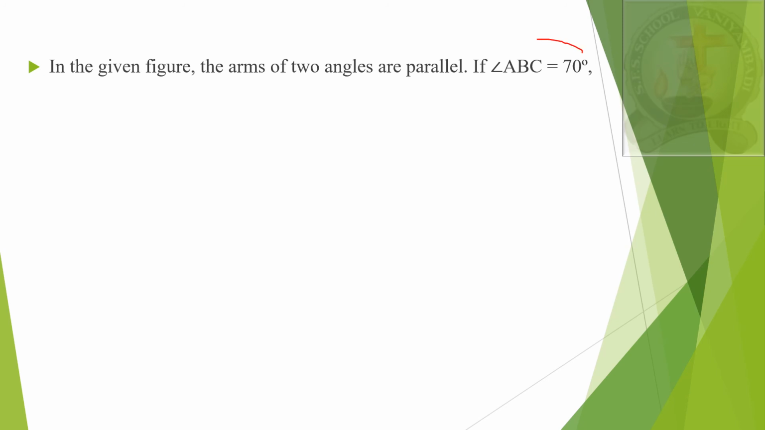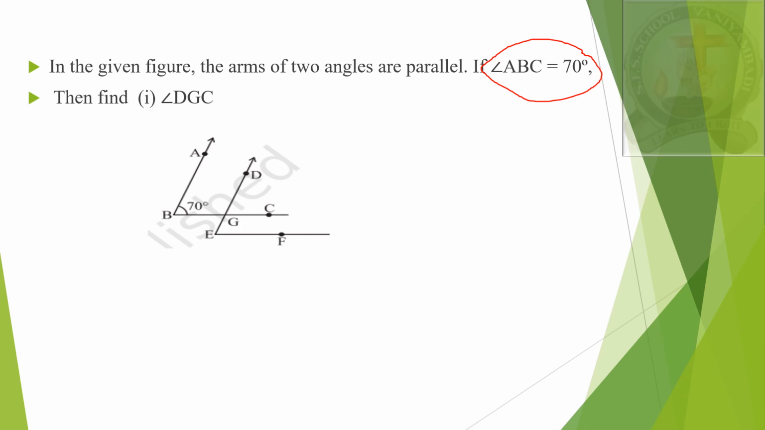The condition is: if angle ABC is 70 degrees, then find angle DGE. There is a diagram. What is given here? The arms of two angles are parallel. What are the arms of the two angles here? AB is parallel to ED. That is what is given. Then the other arm, BC, is parallel to EF.